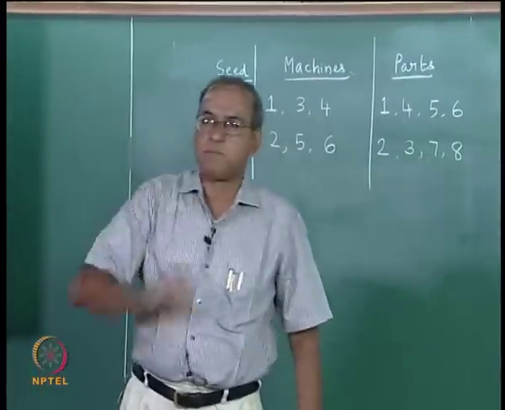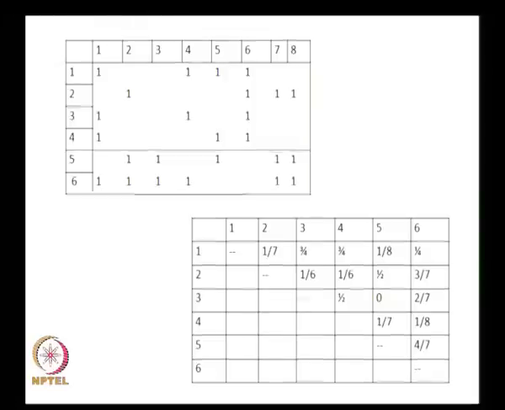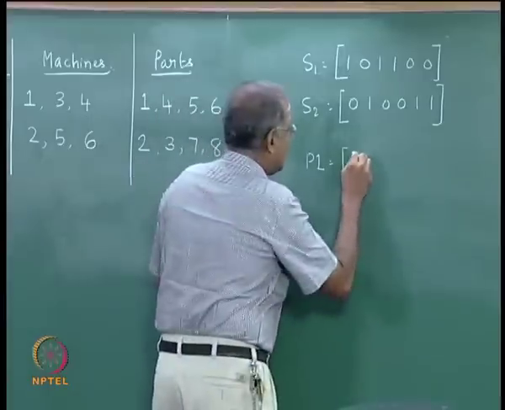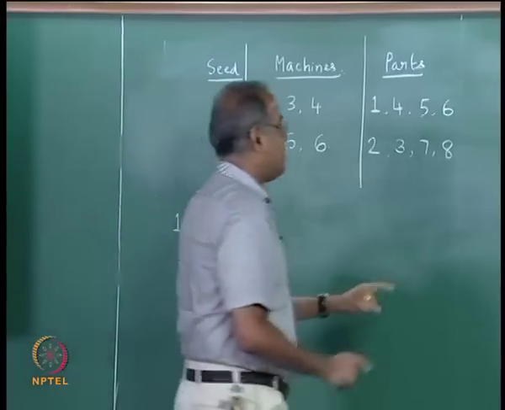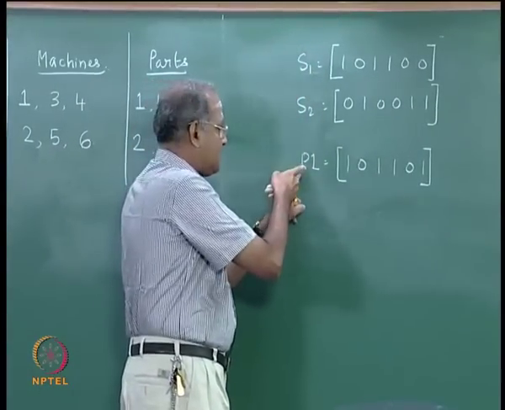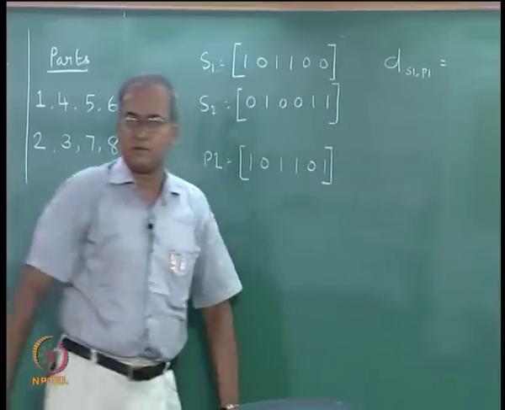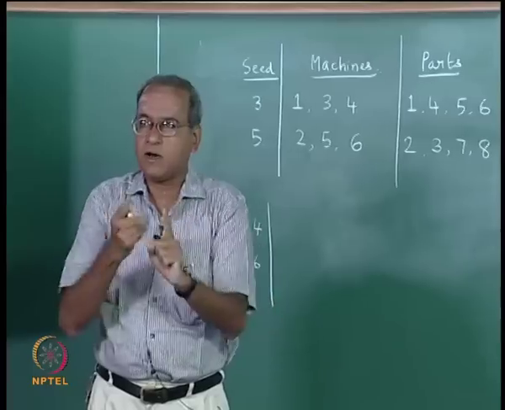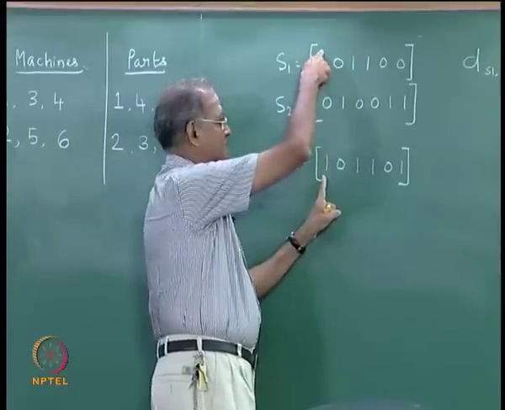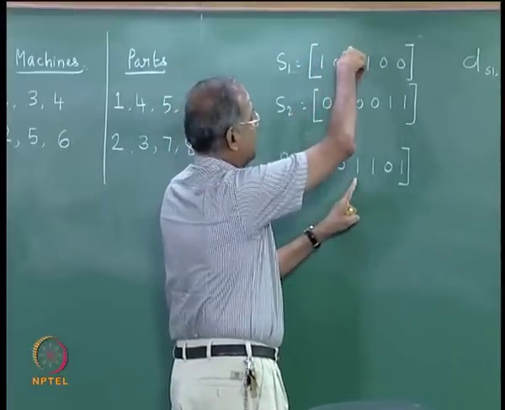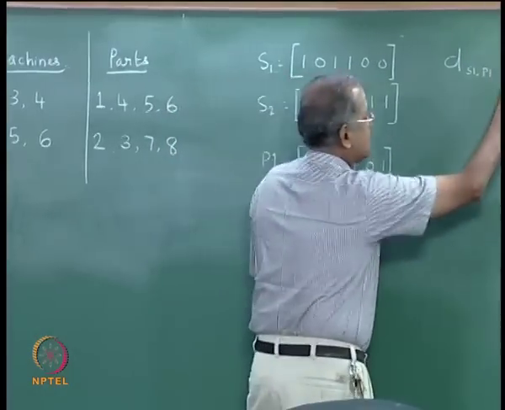So, now I go back and take the first part. The first part is 1, 0, 1, 1, 0, 1. So, the first part P1, let me call it, look at the column per se, is 1, 0, 1, 1, 0, 1. Now, I find the distance between this and the distance between this and this. So, distance between seed S1 and part P1 is equal to the number of 0, 1 or 1, 0 pairs will constitute a distance of 1. So, this is a 1, 1 pair, 0 distance, 0 distance, 0 distance, 0 distance, 0 distance, 1 distance. This will give me 1 distance. So, distance is equal to 1.